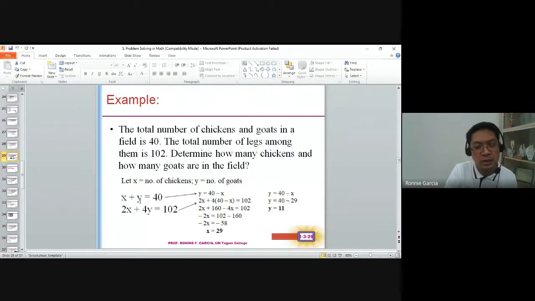So I would like to get the value of y. I will move the x to the other side. When I move x to the other side, it becomes negative x. Right? What remains here is just y. Then the 40 stays, and the x crosses over the equal sign, so it becomes minus x. So 40 minus x. Therefore, the first equation x plus y equals 40 can be written as y equals 40 minus x. Are you following?